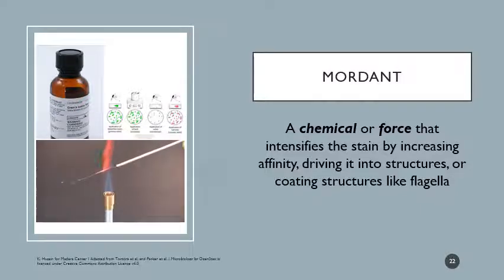So the mordant in the case of gram staining is Gram's iodine. That's what actually encourages the crystal violet to really stick into place in the cell wall. I'm saying a lot of that verbally, but I'll have images for that in just a moment. In other cases, heat and fire are actually the mordant, so it can be a force rather than a chemical. That's what we do with endospore staining, which again we'll get to in just a moment.